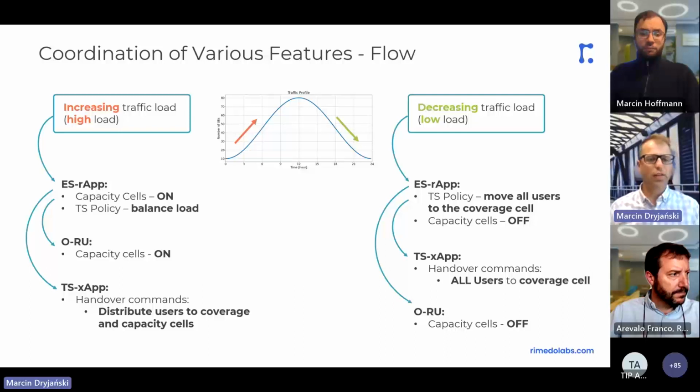So switching on all the cells doesn't help as such. What we need to do is to make sure that the users that will come will be moved around those cells. So again, we need to do two things. First, we need to put the cells to the on state. And then second, we need to distribute the users to those capacity cells that will pop up.